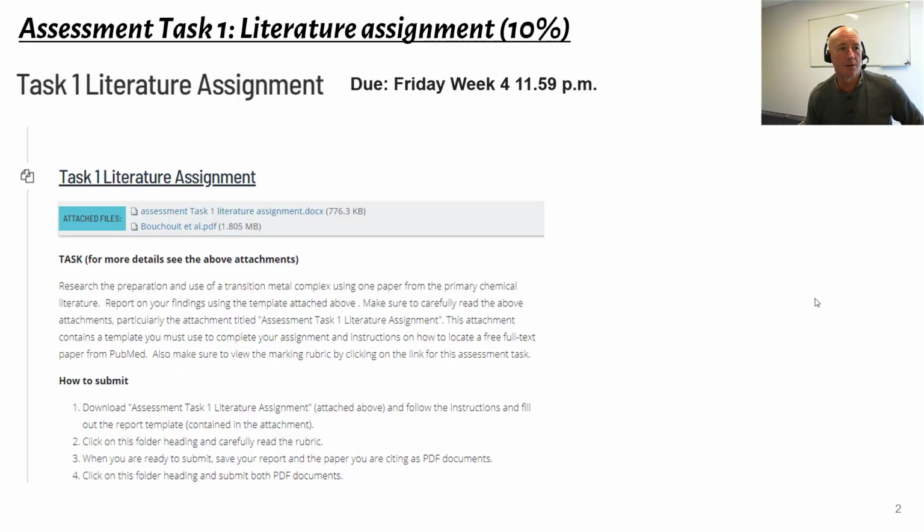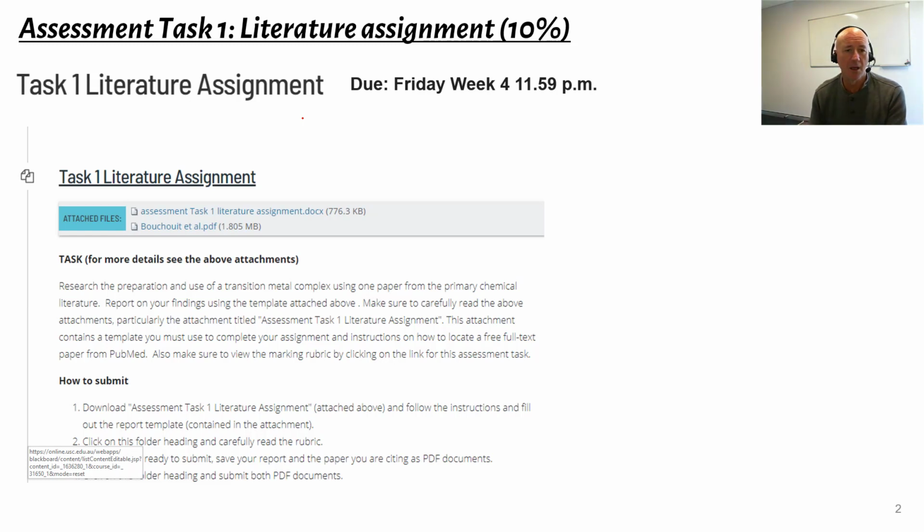Okay, so this section is obviously on Assessment Task 1, the literature assignment. Basically, the literature assignment is all about asking you to start thinking about coordination compounds and how they actually fit together, how you name them, all that kind of stuff. Now, for you to do this assignment, you have to know some fundamental ideas about coordination compounds. And that's what I'll be delivering in this lecture.